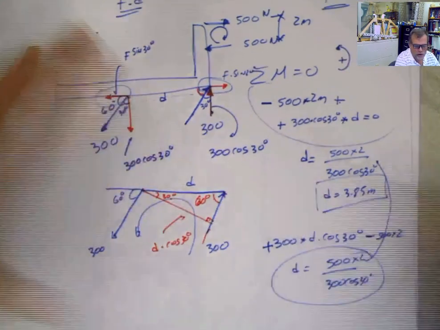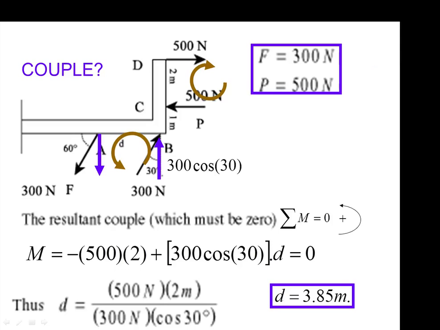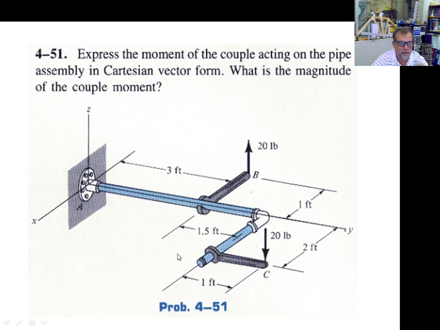So you can go and check this on your own, but please redo it because it's important for you to go and check it again. Now, last problem for today is the same thing but now in 3D. It says express the moment of the couple acting on the pipe in Cartesian vector form, and what is the magnitude of the couple moment?